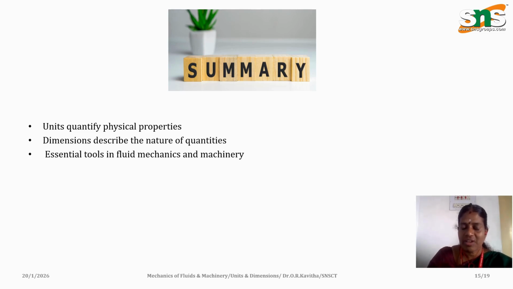Now we will summarize. In this session we have seen what a unit is and what a dimension is, why they are important, and the different systems of units. We also saw some units for the basic fundamental quantities, some examples of derived units, and how this is important in fluid mechanics and machinery. Thank you for listening to this video.